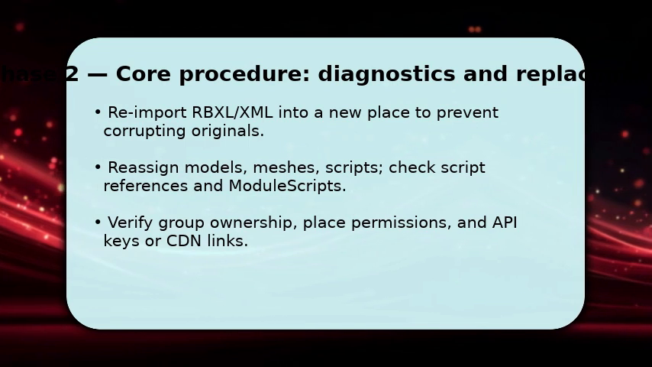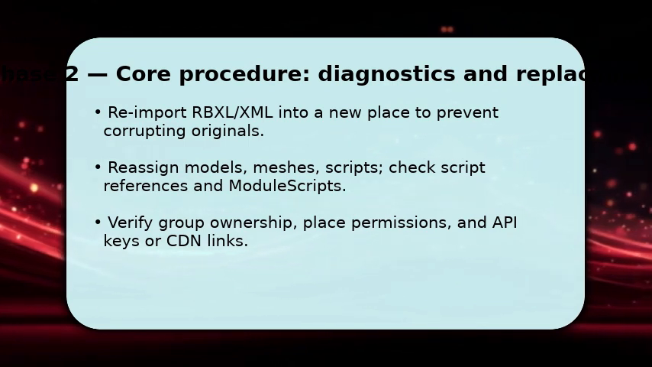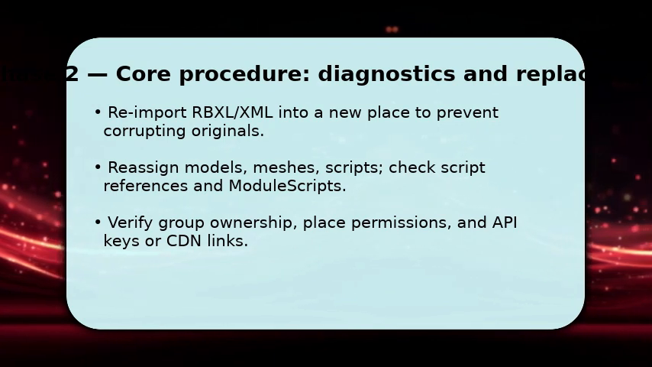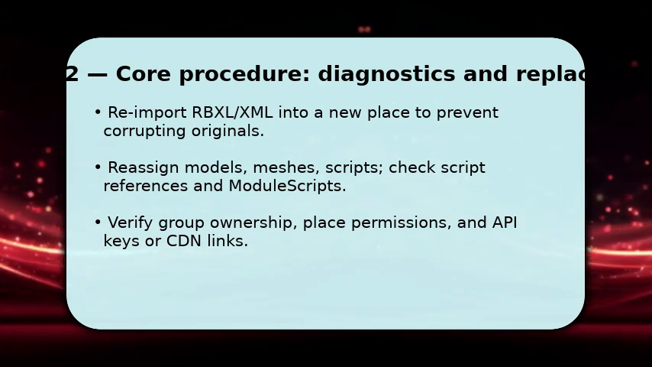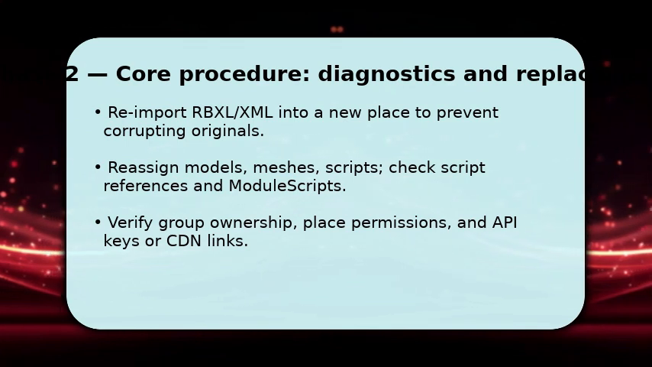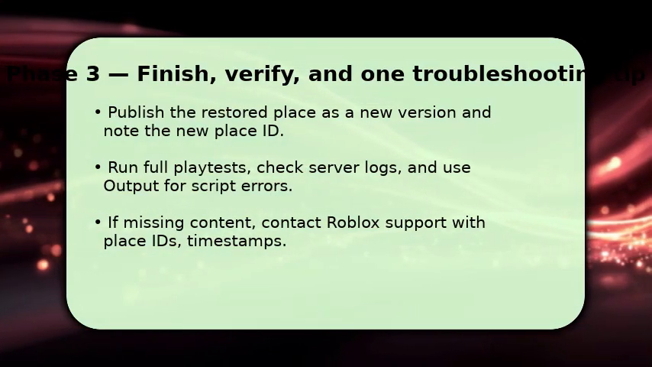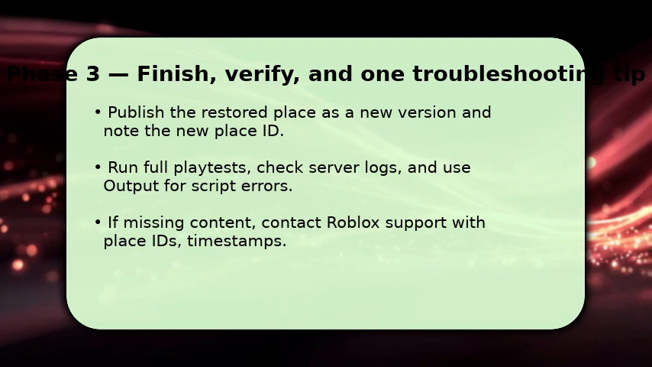Then confirm group ownership and place permissions. If the deleted copy belonged to a group, restore group roles and API keys. Make sure CDN asset URLs still resolve. If not, reupload them, and to finish, publish the recovered place as a new version and record the new place ID. This creates a safe live copy.